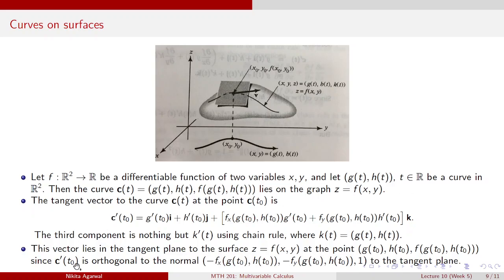And why is this true? Because c prime t naught is orthogonal to the normal. What is the normal to the tangent plane at this point? This is what we saw last time. This is the normal to the tangent plane. So if you take the dot product of this vector with this vector, it comes out to be 0. You can check that.